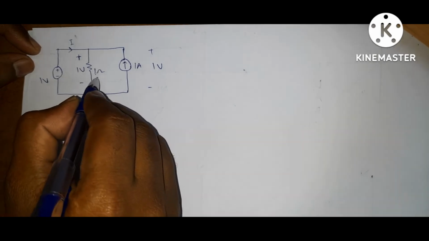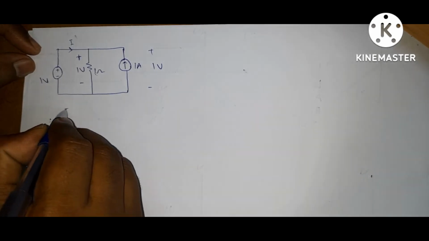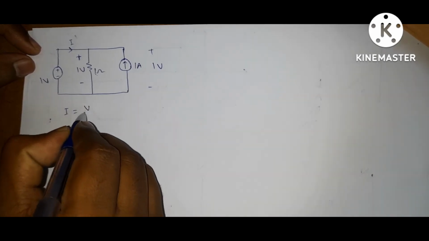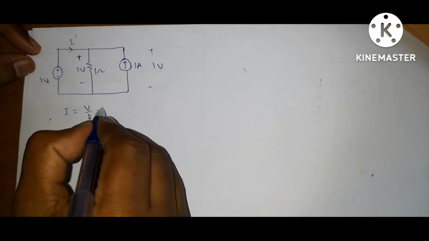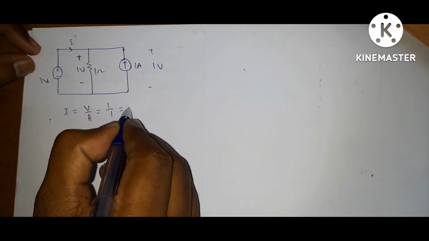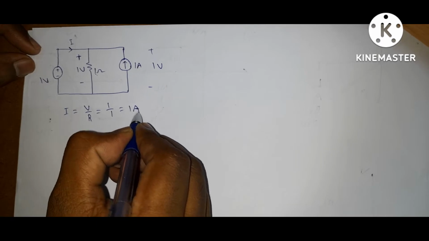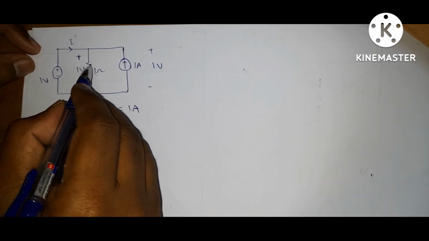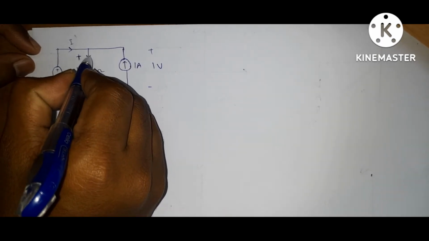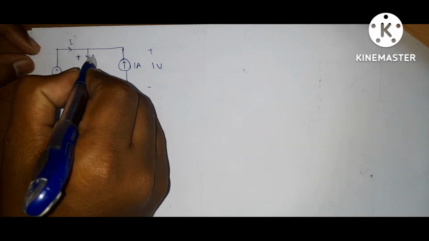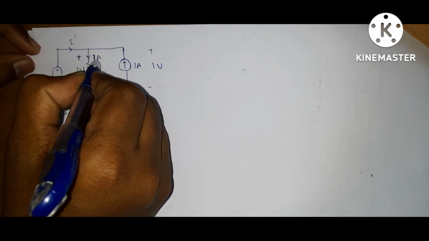Okay, now find the current through the 1 ohm resistor. So what is I? I is equal to V by R by Ohm's law. So here it is 1 by 1 is equal to 1 ampere. Direction is for passive elements current always enter at positive terminal. So this is 1 ampere.